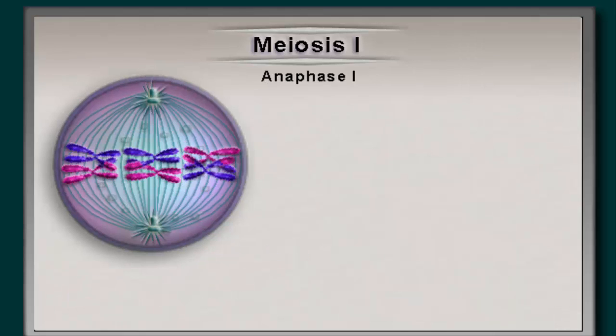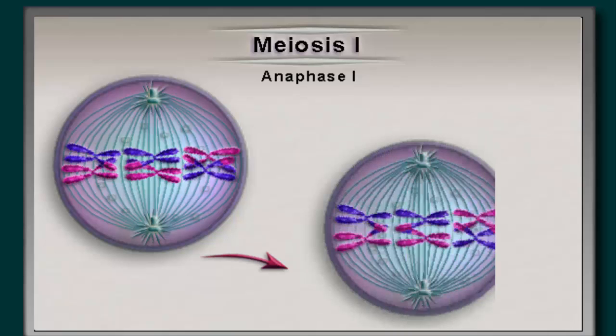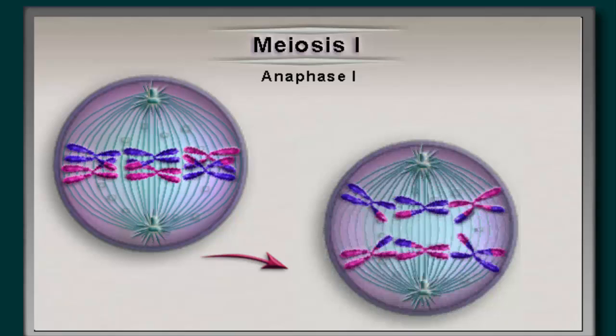The next stage of meiosis 1 is anaphase 1. Chiasmata holding each pair of homologous chromosomes together separate, and spindle fibers pull the chromosomes away from the metaphase plate toward each pole.